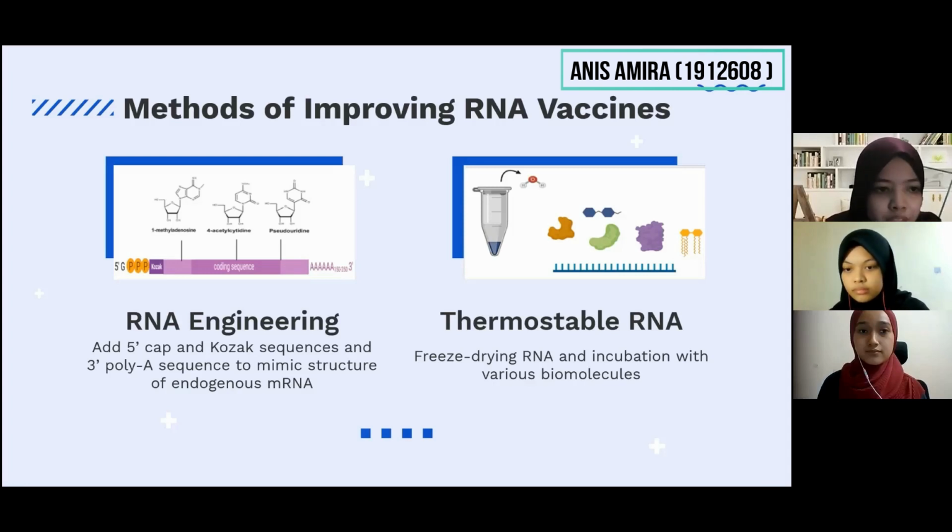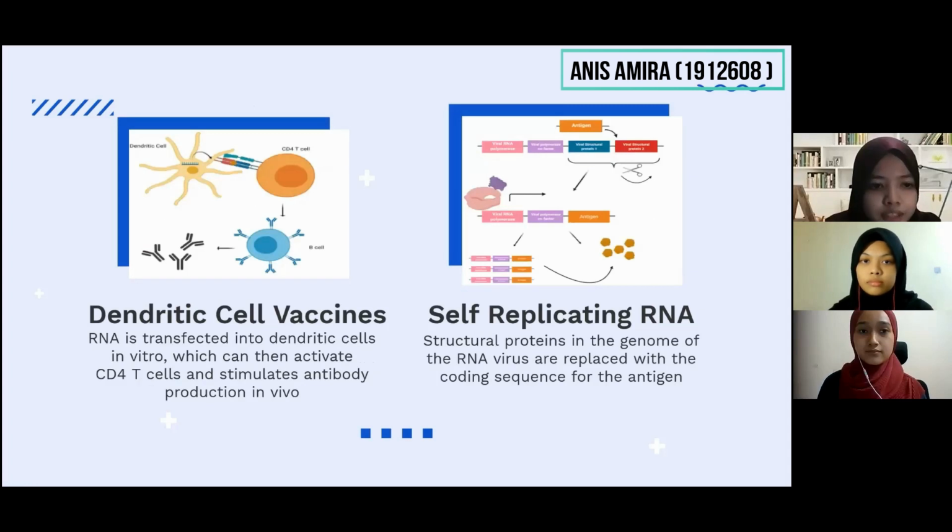The third method is dendritic cell vaccine. For this method, RNA is transfected into dendritic cells in vitro, which can then activate CD4 T cells and stimulate antibody production in vivo.